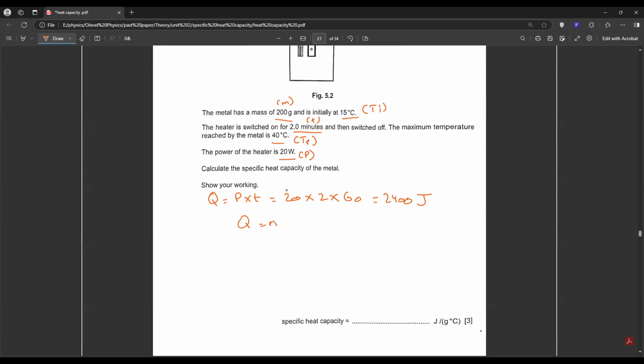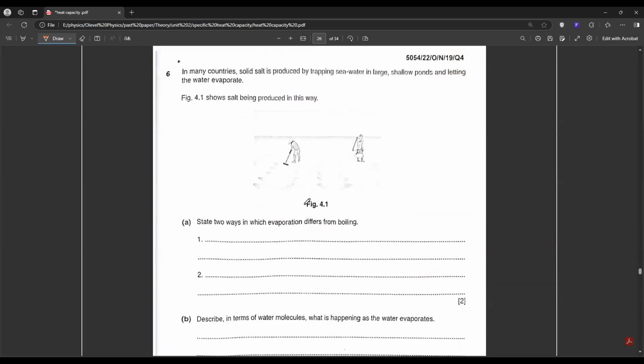And what will you say here? Q is equal to mc delta T. 2400 is equal to your mass, that is 200 grams. Here you have to give the answer in grams, so I will put the mass in grams. C into the change in temperature, 40 minus 15, that is 25. So C is 2400 divided by 200 into 25. This comes out to be 0.48 joules per gram degree centigrade, which is your specific heat capacity. Simple. Okay, let's see this question.